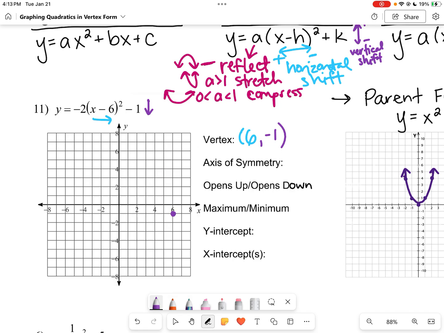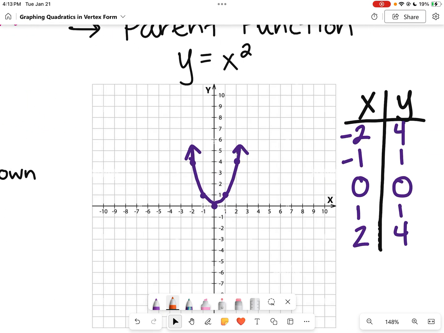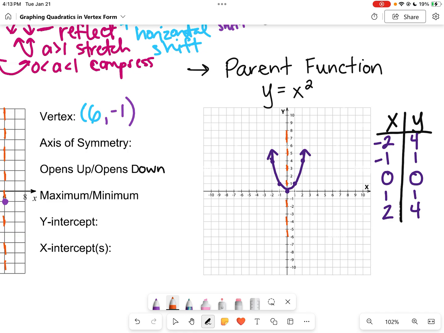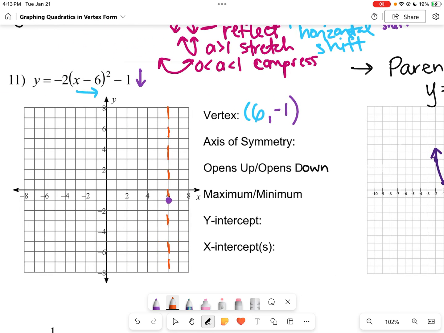Okay. Well, my axis of symmetry has to go through that vertex because that's kind of like my center point. Kind of like if I came over here to my parent function, wherever that vertex is at, that's kind of where my graph gets cut down the middle. So essentially that line of symmetry or that axis of symmetry is going to be through whatever your x value is of your vertex. So that's going through 6. Okay? And then we'll fill out the rest as we go.